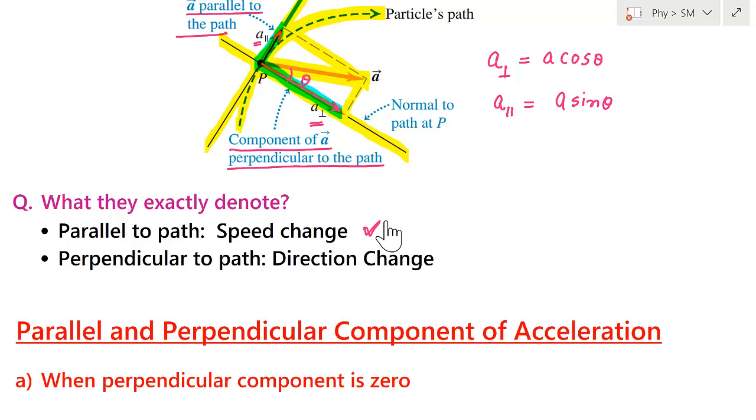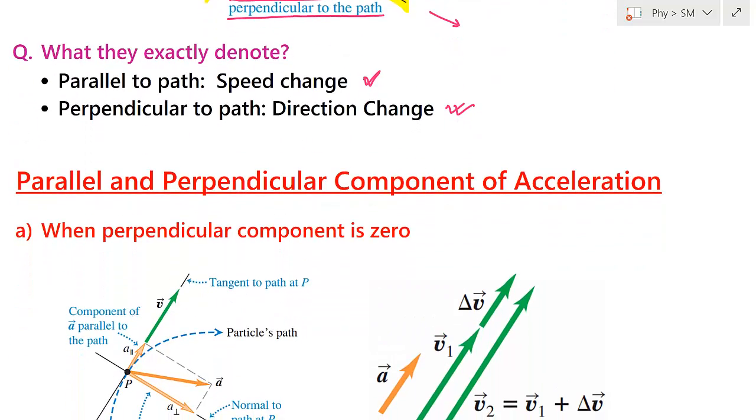So this gives you change in the speed, and the perpendicular component, that is in this direction, gives you change in the direction. So if you are measuring the perpendicular component, you are basically measuring the change in direction, and if you are measuring the parallel component, this means you are measuring the speed change. So these two directions are useful because they give the magnitude of direction change, or how the direction is changing and how the speed is changing. Parallel component, a speed change; perpendicular component, direction change.